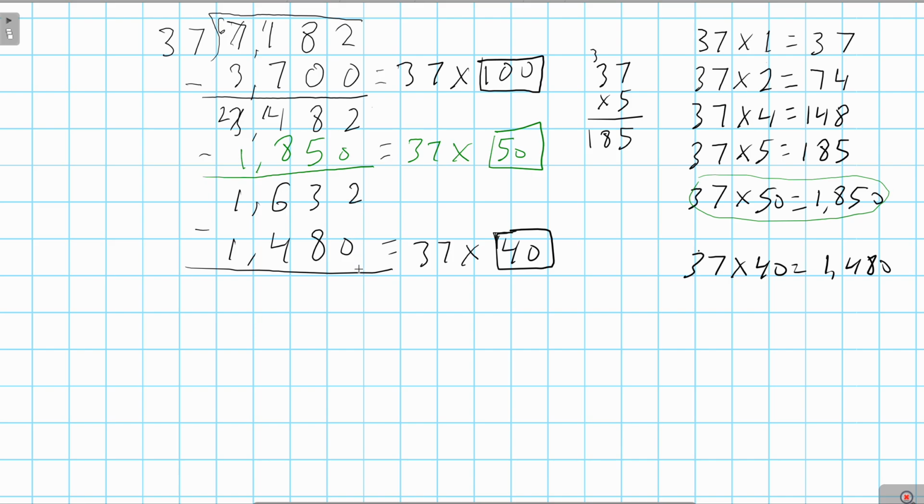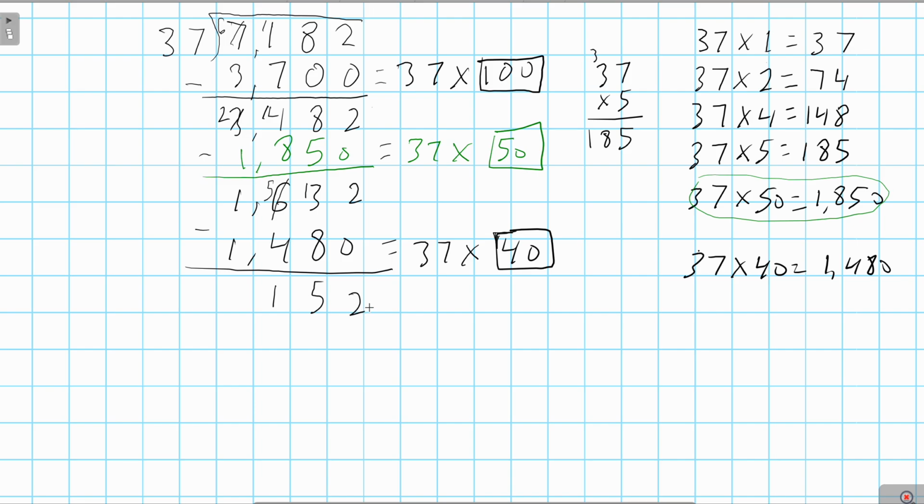2 minus 0, okay, that is 2. 8 minus 3, I can't do that. Therefore, I have to borrow from here. This becomes a 5. This becomes 13. So 13 minus 8 is going to be 5. And 5 minus 4 is 1. So now I have 152.